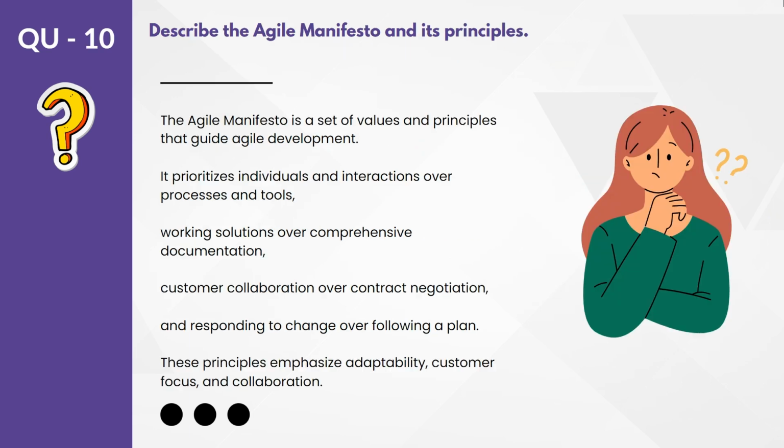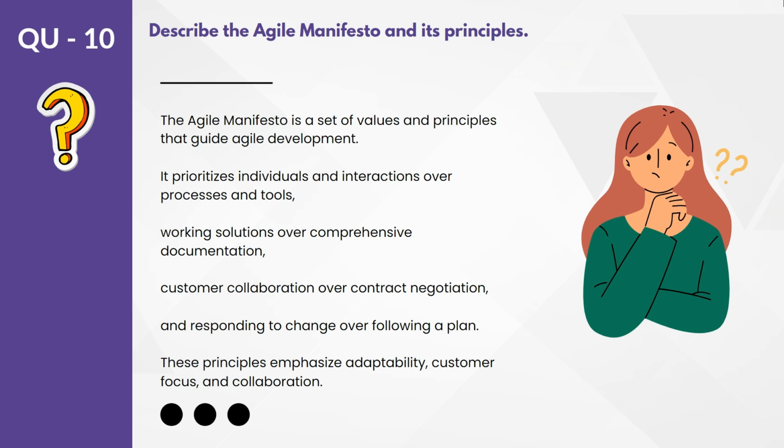Next question, number 10. Describe the Agile Manifesto and its principles. This is a very basic, generic, theoretical question. So I have just written down the values here, but you have to read about it. Normally you can take any of the points.